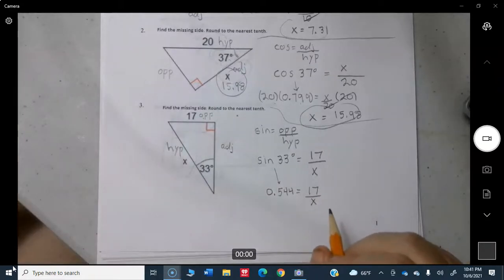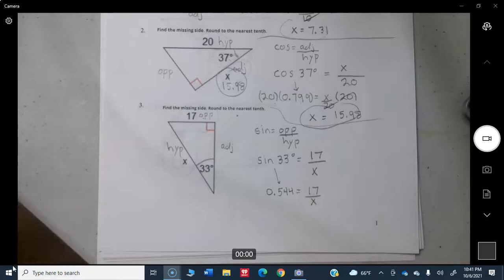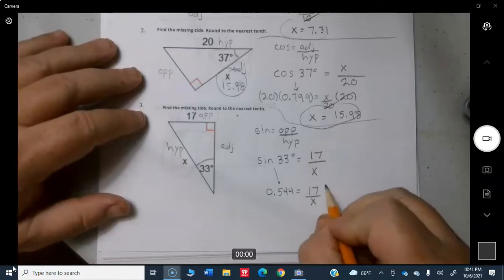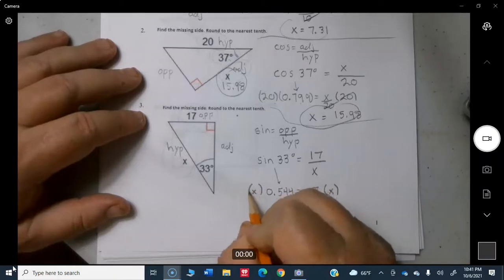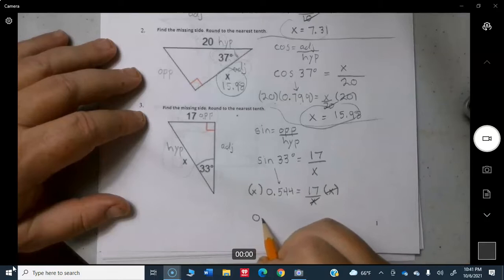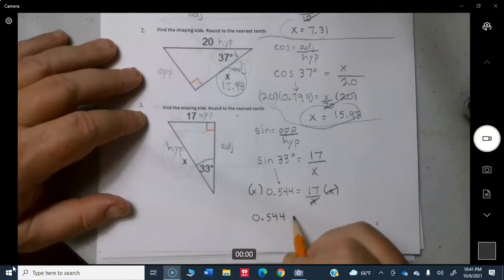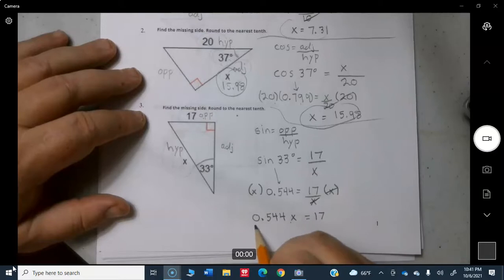And now we solve for x. Now, because x is in the denominator here, it's going to be a two-step problem, but it's still just an algebra problem. So we multiply both sides by x. These cancel. And we usually put the number in front of the variable x. So 0.544x equals 17.